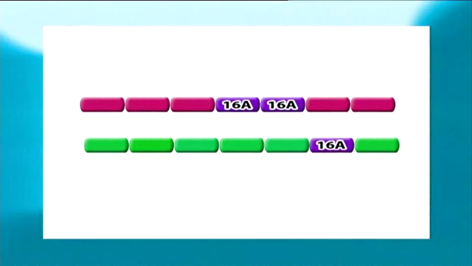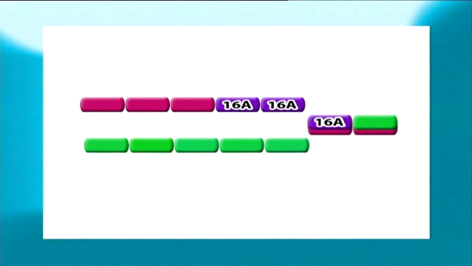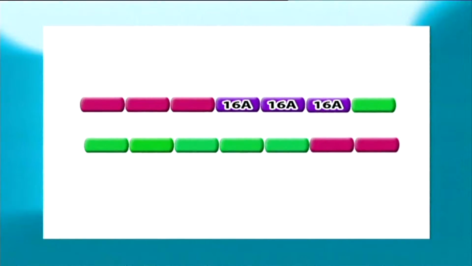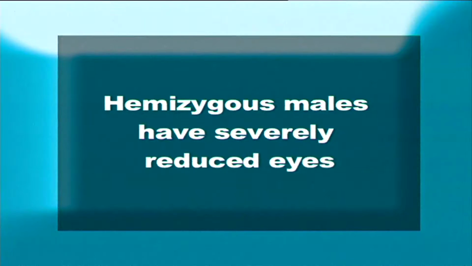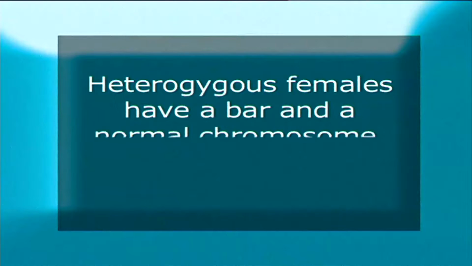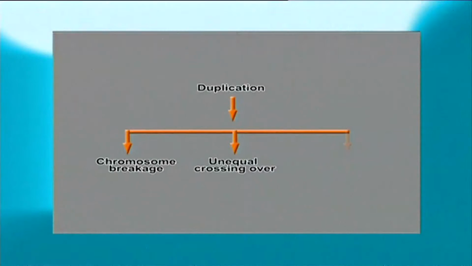For example, tandem duplication of the chromosome region called 16A of the X chromosome in Drosophila. Gametes containing the duplication produce Bar offspring. Males carrying the Bar duplication in a hemizygous state have severely reduced eyes. Heterozygous females, which have a Bar and a normal chromosome, have slightly reduced eyes. Replication error during meiosis also leads to chromosomal duplication.